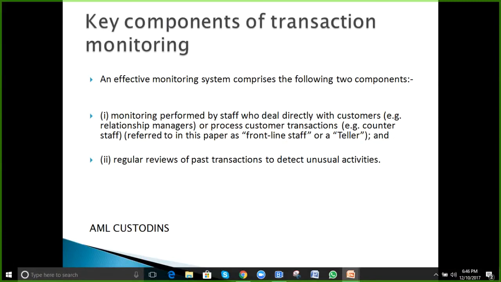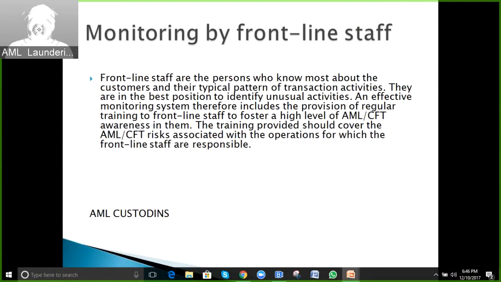No, Hemant. Okay. So I think we already discussed this slide as well. Monitoring by frontline staff: they are the best persons who know about the customers and the typical pattern of transaction activities. They are in the best position to identify unusual activities or unusual transaction patterns. An effective monitoring system therefore includes the provision of regular training to frontline staff to foster a high level of AML and CFT awareness in them. The training provided should cover the AML CFT risk associated with the operations for which the frontline staff are responsible.